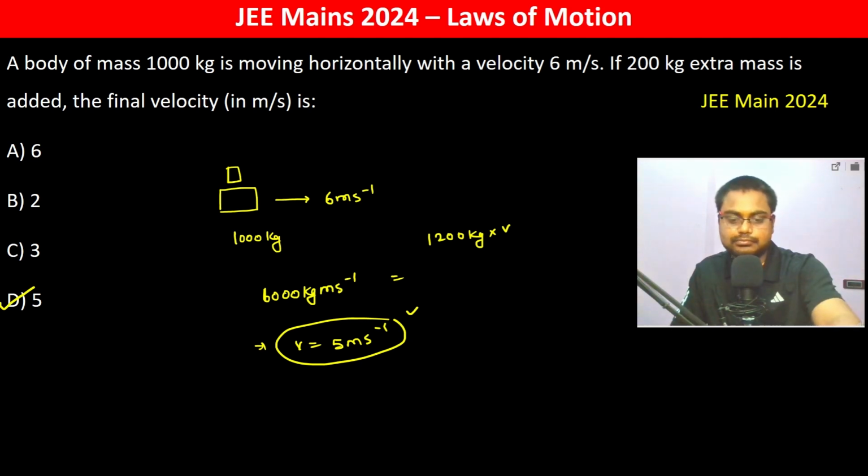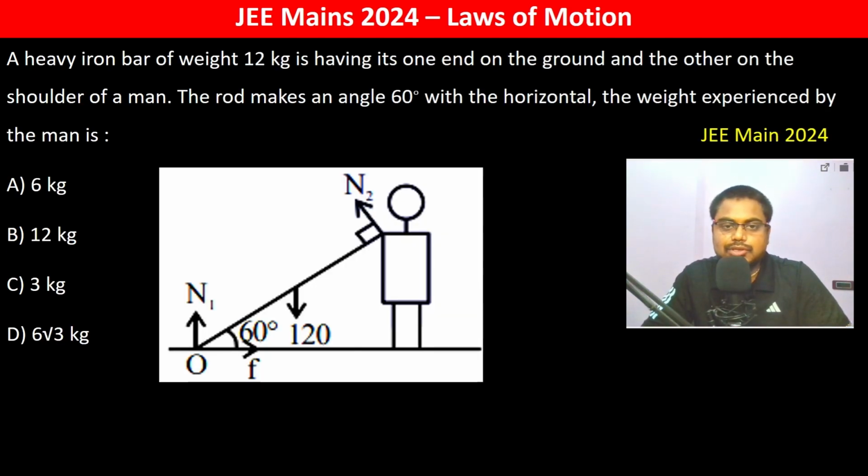A heavy iron bar of 12 kg is having its one end on the ground and the other on the shoulder of a man. So its situation is something like this. The rod makes an angle of 60 degree with the horizontal. The weight experienced by the man is. So this N2 is at 90 degrees and this is N1 and this is friction. So we have to find out the weight experienced by the man.